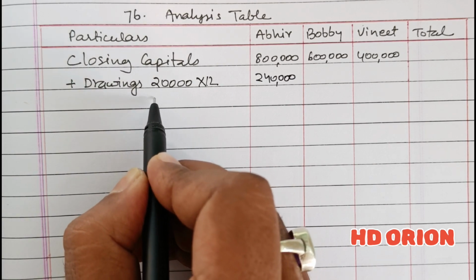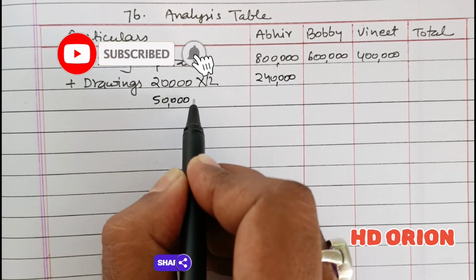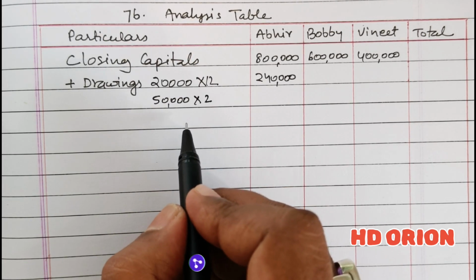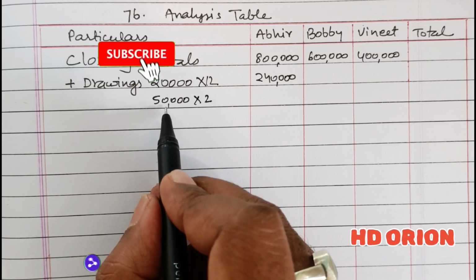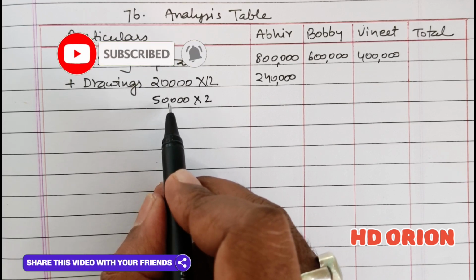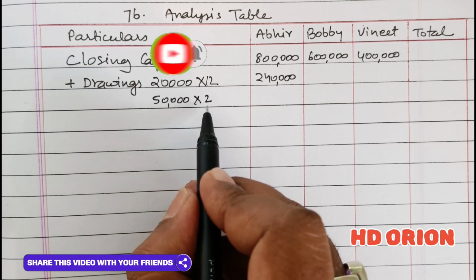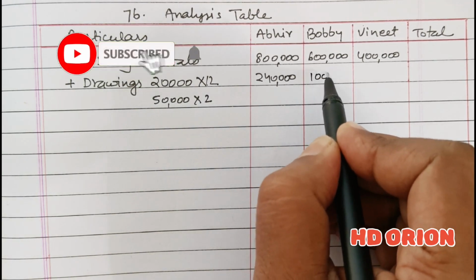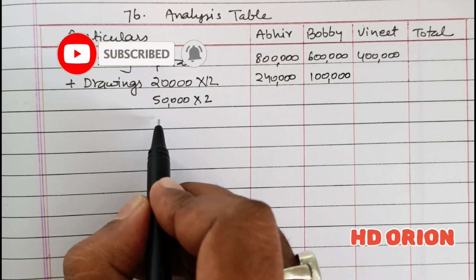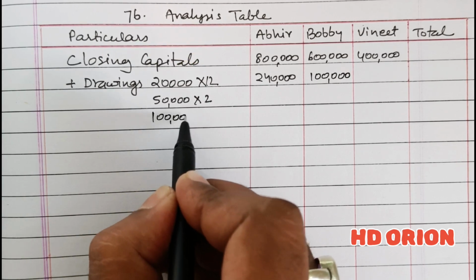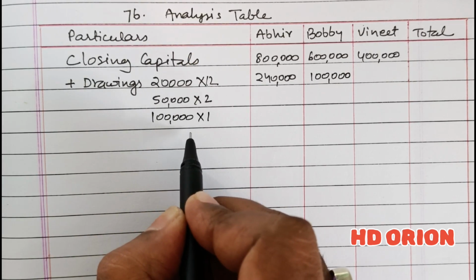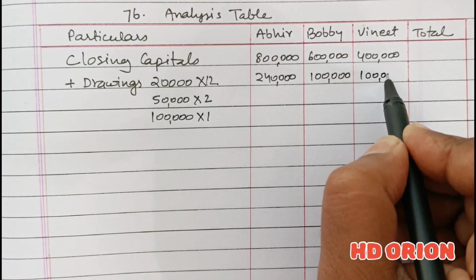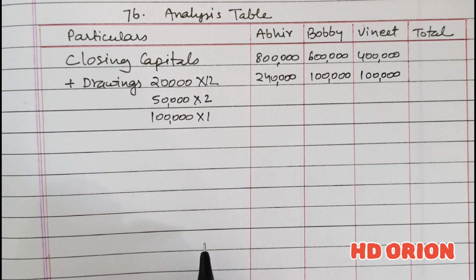Whereas for Bobby, it is said that he has withdrawn rupees 50,000 per half year. So there are 2 half years. At the beginning of every half year, he has withdrawn rupees 50,000. First drawing is made on 1st of April and the second drawing is made on 1st of October. So 50,000 each, it is 1 lakh rupees. And for the third partner, it is said that he has withdrawn only rupees 1 lakh once, and that also on 31st of October. You can read the question. So here his drawings are also rupees 1 lakh. So these are the drawings of the partners.